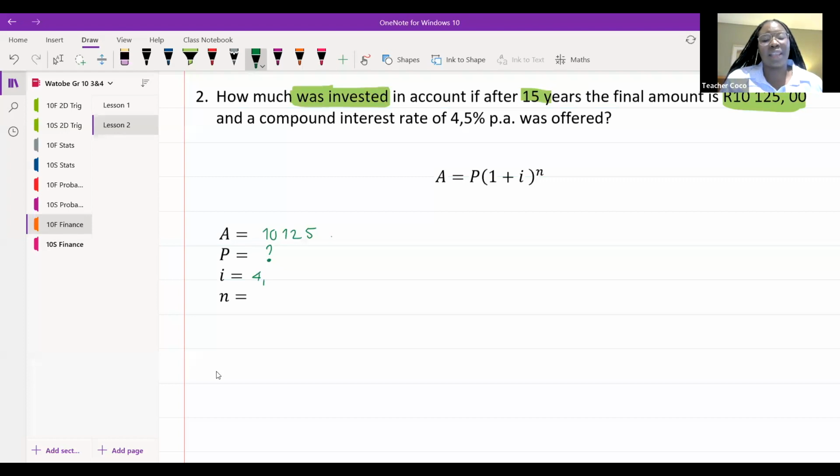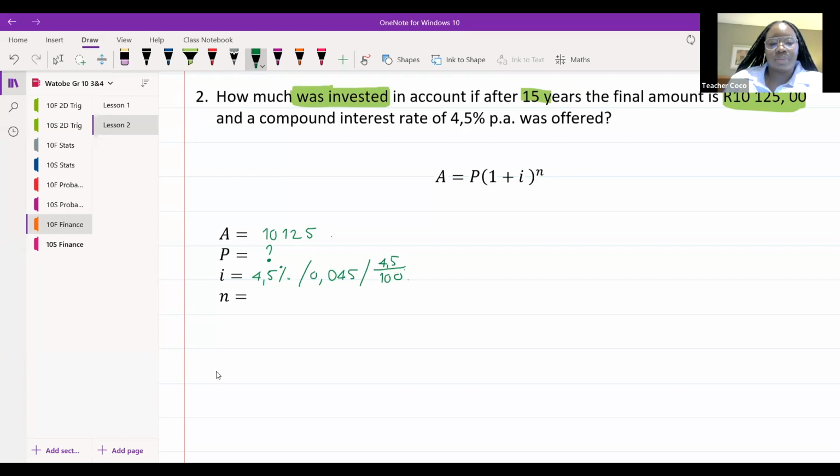Or 0. Don't just say 4.5. You must say 0.045. We now need to add another 0. We need to go 0.0, 0.045, yeah. Okay, good. Or you can write it as 4.5 over 100. Over 100. Good, excellent. You can use any of those.